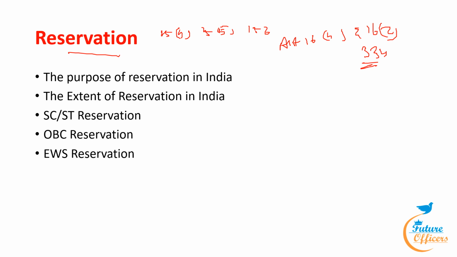Along with the reservation quota, different reservation categories also have access to additional relaxations such as upper age relaxation, additional attempts and lower cutoff marks. So, no candidate other than SC, ST or OBC may be considered to fill a vacancy designated for one of these categories. All candidates from the general category as well as those from SC, ST, OBC and EWS categories are eligible to compete for the merit seats. Now about the SC, ST reservation.